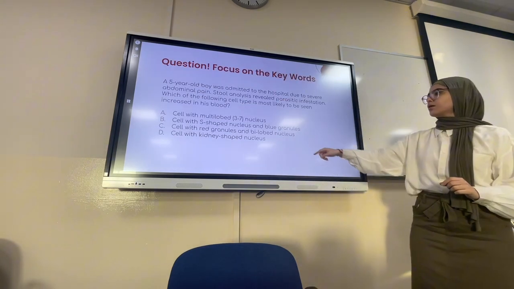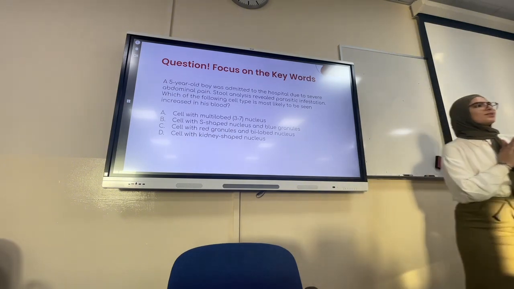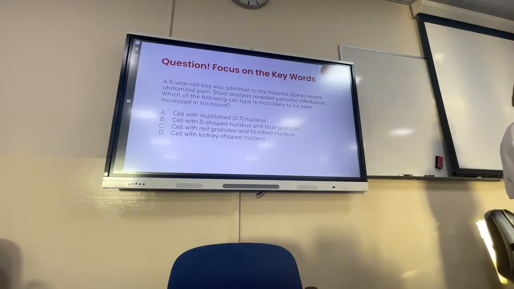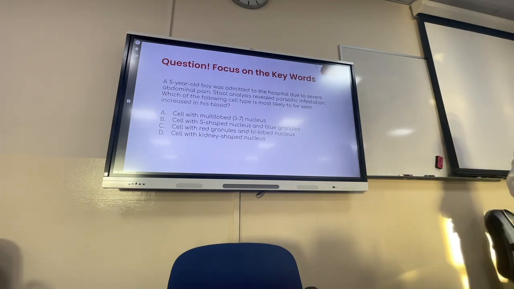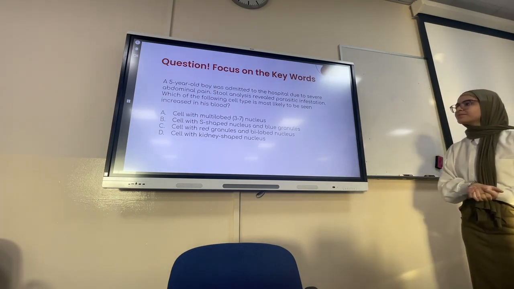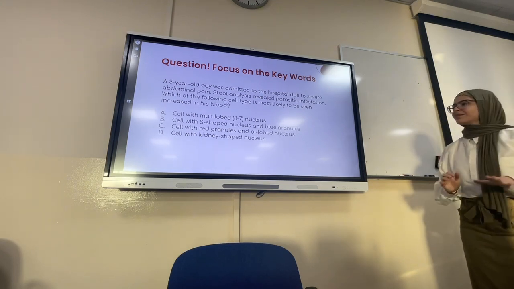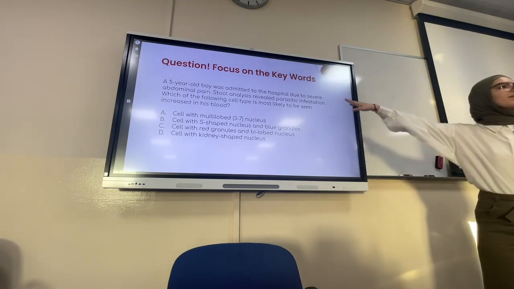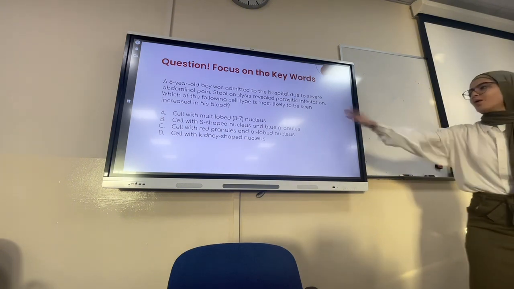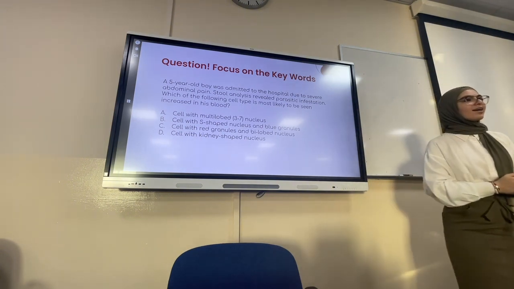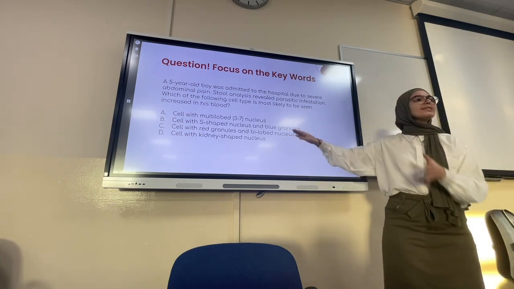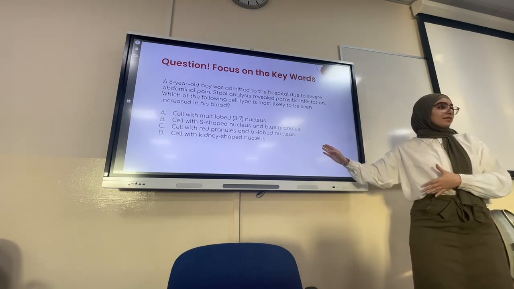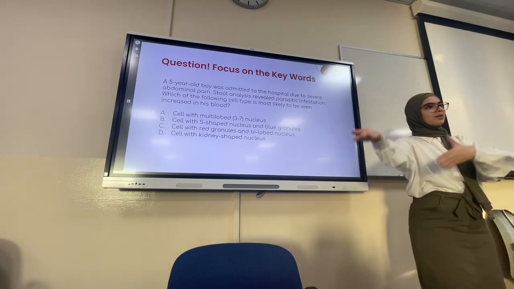Great. All right, who wants to read this question and give it an attempt? Okay, go for it. A 5-year-old boy was admitted to the hospital due to severe abdominal pain. Stool analysis revealed a parasitic infection. Which of the following is most likely to be seen in his blood? What's the key word here? Parasitic. So what is the answer? C. Red granules with bilobed nucleus, indicating what? Eosinophils. And we said parasitic is eosinophils.